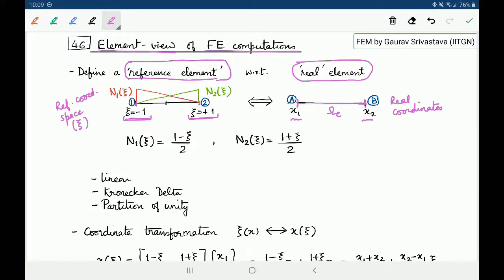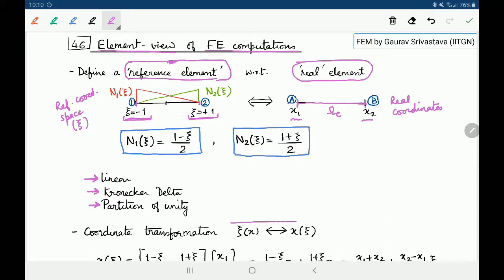we define the shape functions in the reference element. If we restrict ourselves to linear functions, as of now, and we will do nonlinear functions later, and we make use of the properties of Kronecker delta and partition of unity, then it is easy to define functions in the reference space as n1 of psi being 1 minus psi by 2 and n2 of psi being 1 plus psi by 2. So essentially we are looking at a coordinate transformation between psi and x.